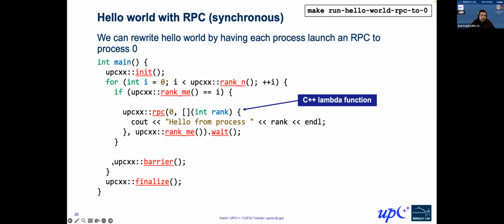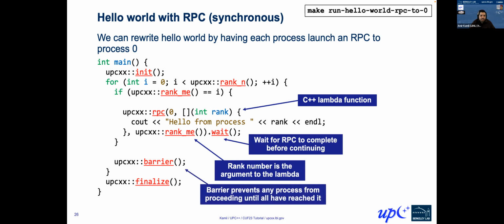And then we have a barrier that prevents anyone from proceeding past it until everyone has reached it. Okay, so process I is not going to get past this wait until the RPC is executed. So that way we know that the printout has happened. And so this will prevent anyone else from moving on to the next iteration until that has completed.